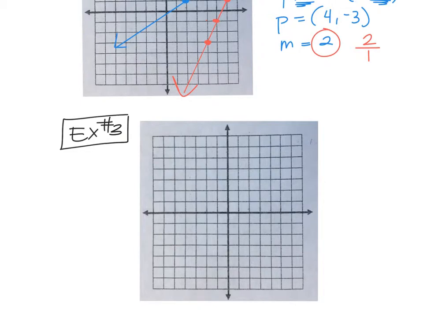Graph, yeah, go for it. 1, 1, 2, 3, 4. And negative 2, negative 3. That's a 3. Okay, so let's say we have this line, and we want to come up with the equation of this line.